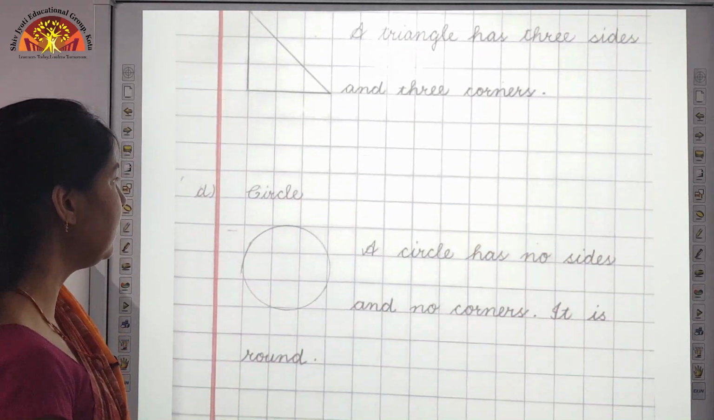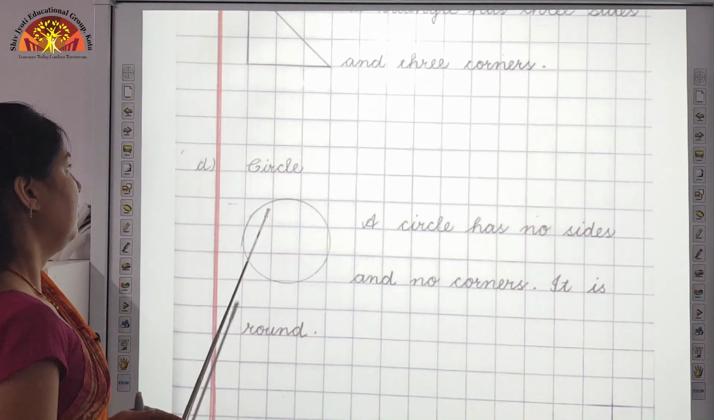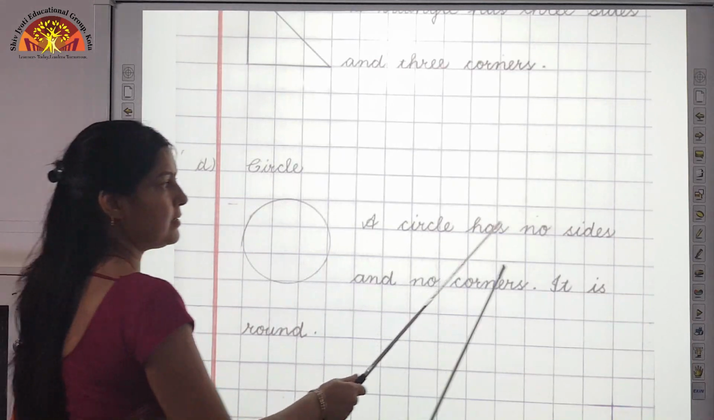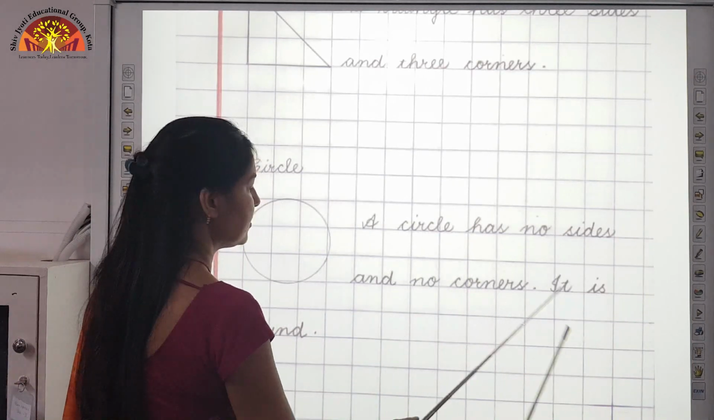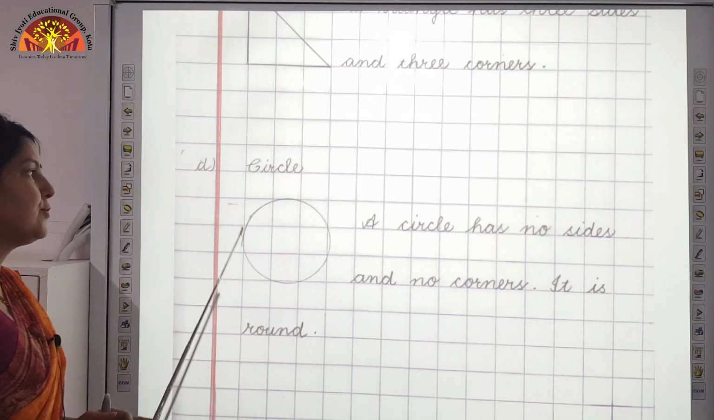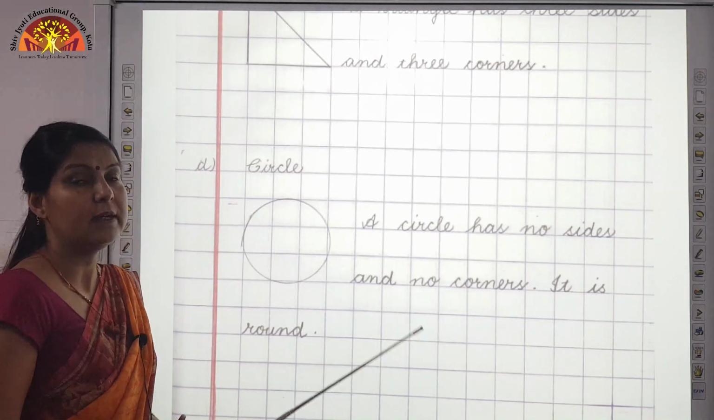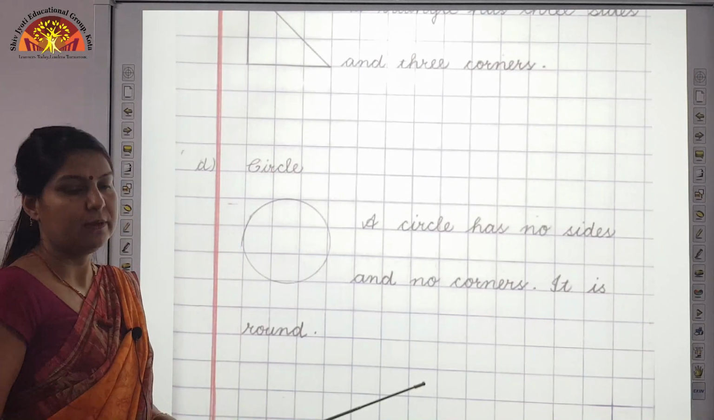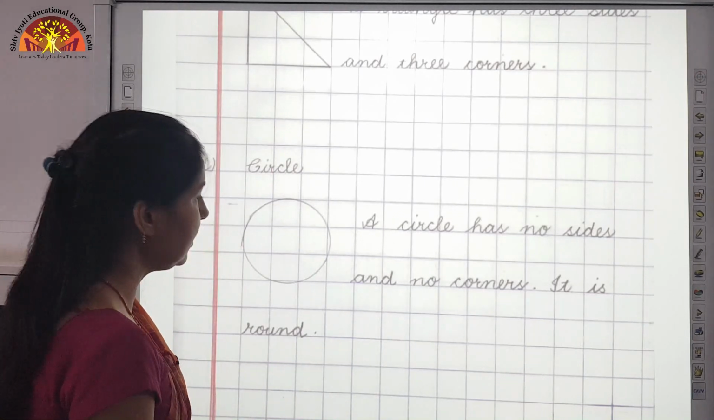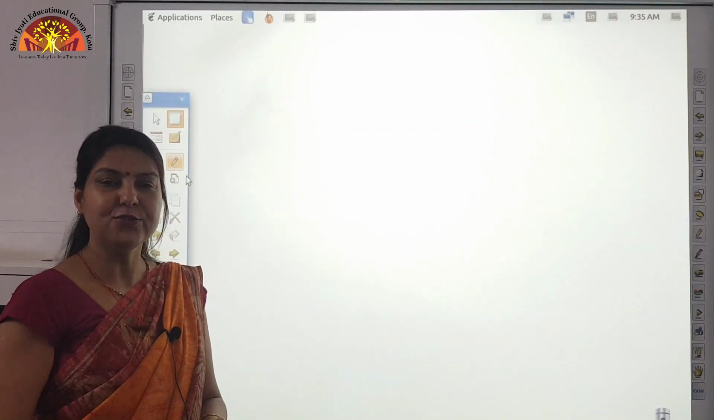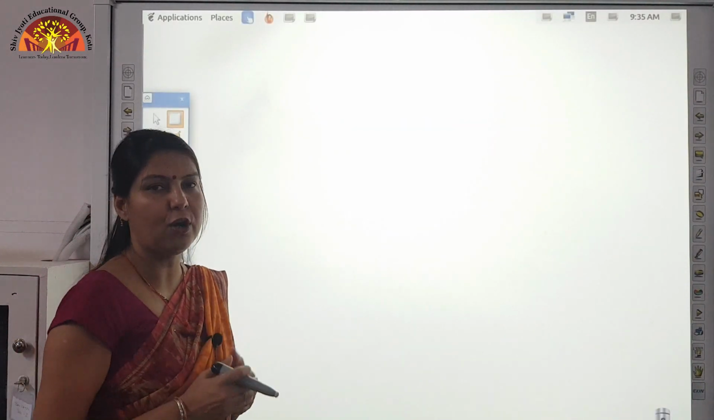Now the next shape we will see is circle. This is a circle. A circle has no sides and no corners. It is round. As you can see here, a circle has no sides and no corners. It is round in shape. Okay. Now we will see how we will draw all these shapes in our notebook.